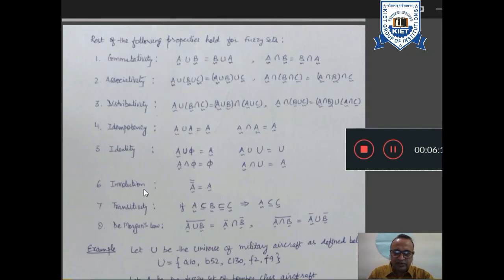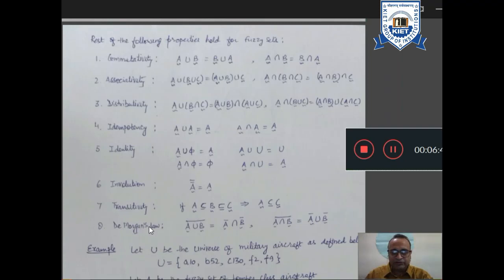Next property is the involution property, as it already holds for the classical set. In the same way, it is also applicable for fuzzy set system, fuzzy set logic. Here, the complement of the complement is the same fuzzy set. Transitivity is the same. If fuzzy set A is a subset of fuzzy set B, and fuzzy set B is a subset of fuzzy set C, then A is a subset of fuzzy set C.